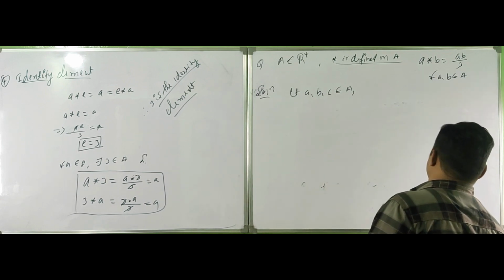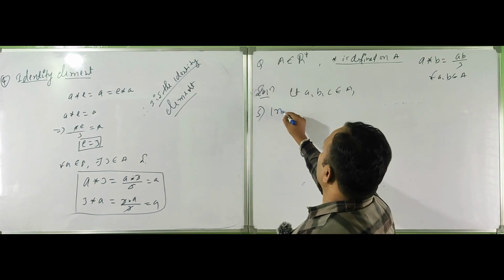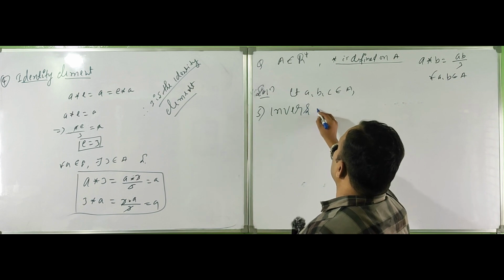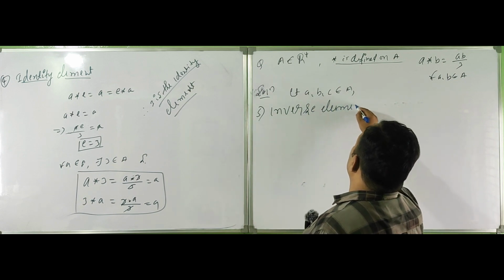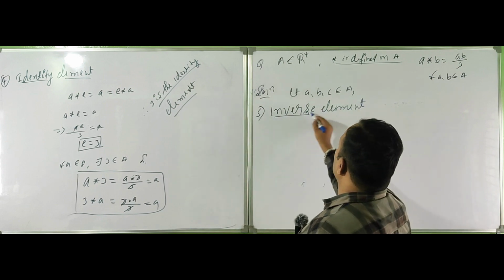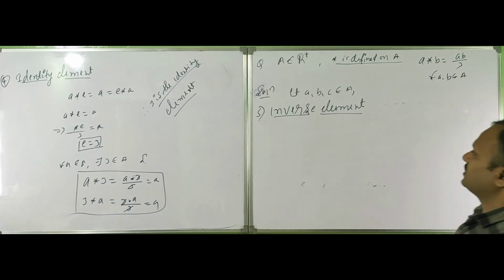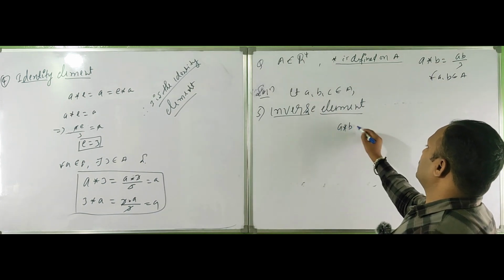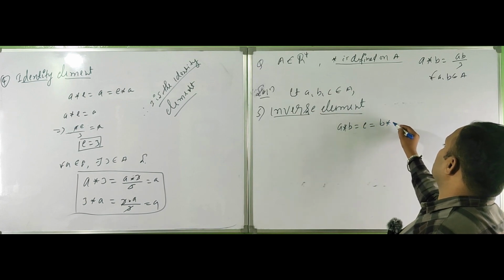What is the condition for the inverse? Inverse element. So what the condition is? A star B is equal to E is equal to B star A.